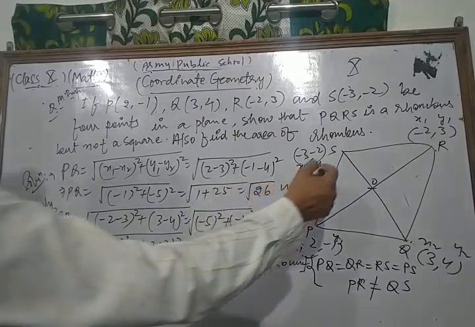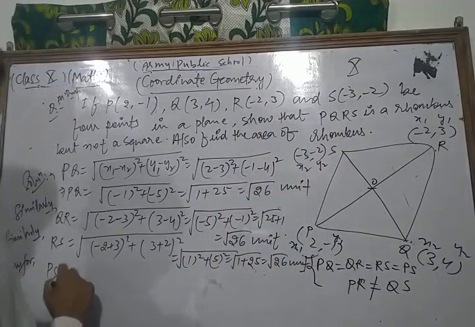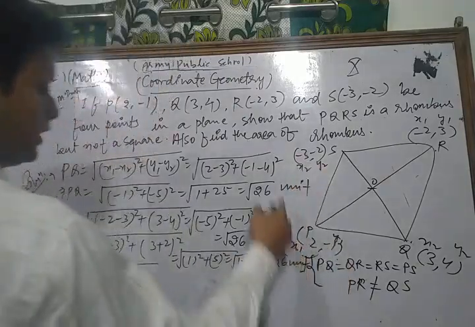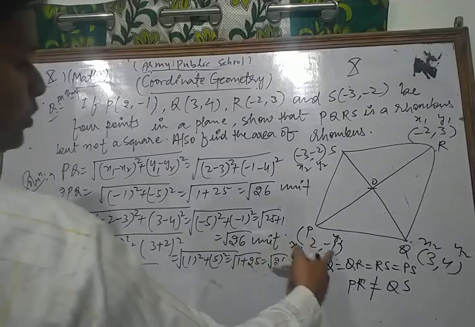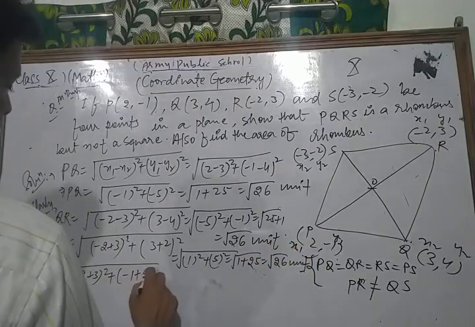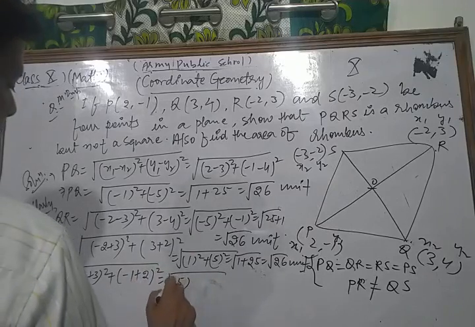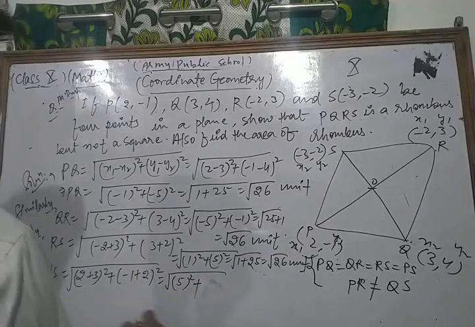Now for distance PS, we apply the same formula, x1 y1 and x2 y2. Now x1 minus x2 is 2 minus (-3), plus 3 whole square plus y1 minus y2, -1 minus (-2), plus 2 whole square. So we get 5 whole square plus this is what?